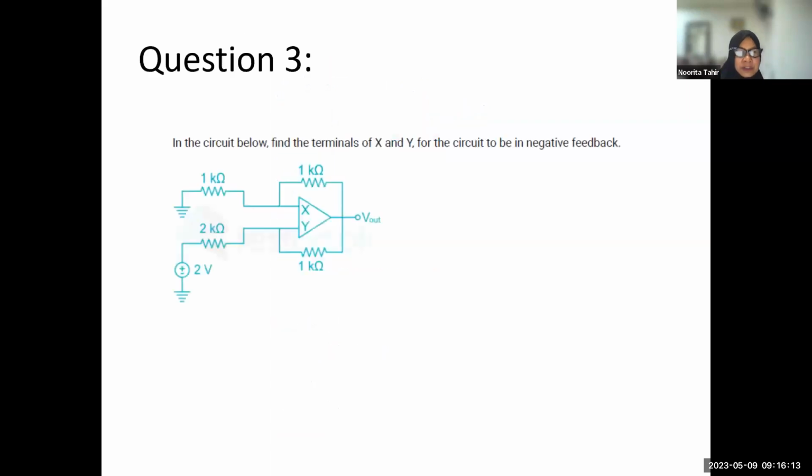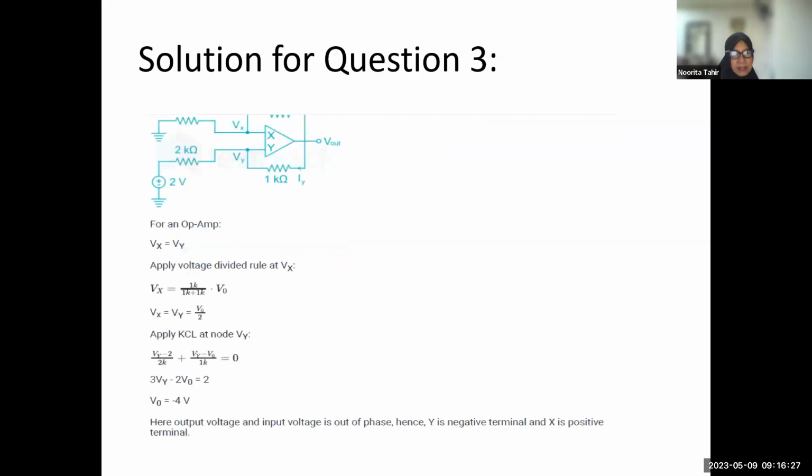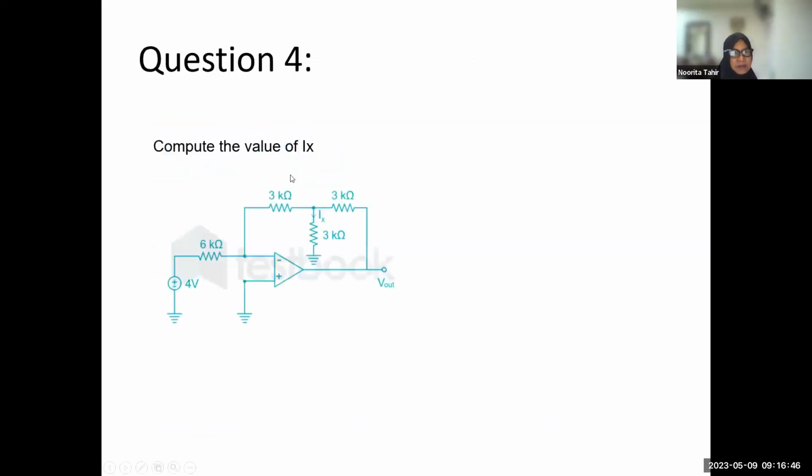Okay, we'll go to the next question, question 3. The circuit is similar. In the circuit below, find the terminals of X and Y for the circuit to be in negative feedback. We have already seen just now that Y is the negative terminal, like I explained, because the source voltage is connected to Y, so Y is the negative terminal and X is the positive terminal.